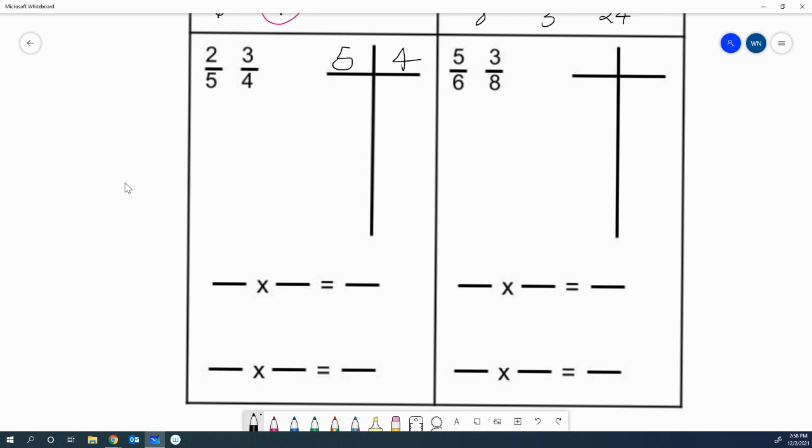Now, let's write out our multiples. 5 times 1 is 5. 5 times 2 is 10. 5 times 3 is 15. 5 times 4 is 20. I'm going to stop there.